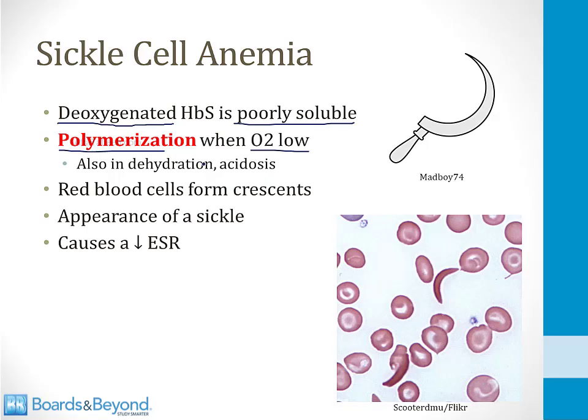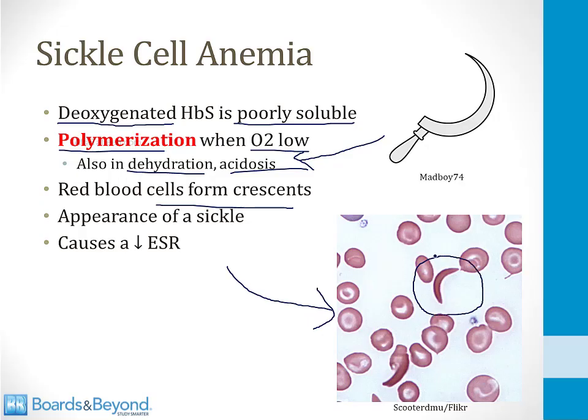Polymerization can also occur in settings like dehydration and acidosis, and as we will see later, these things can lead to an exacerbation of the symptoms of sickle cell anemia. When the hemoglobin S polymerizes, the red blood cells form crescent shapes in the peripheral smear. This is a picture of sickle cells shown on the screen. You can see these cells that look like a crescent.